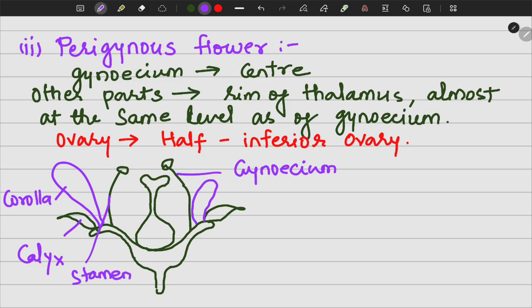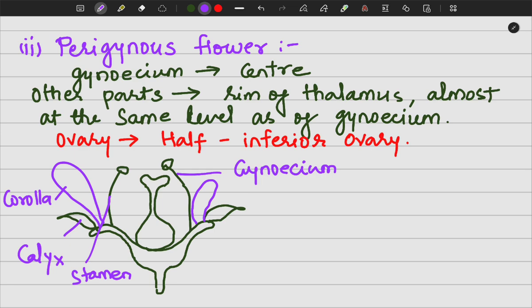So we see here that the gynoecium is at the center and the other parts are developed at the rim of the thalamus, and they are almost at the same level to that of the ovary, right? Not too high, not too low, almost at the same level. So such kind of flower is called a perigynous flower.